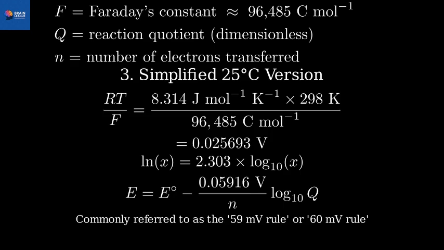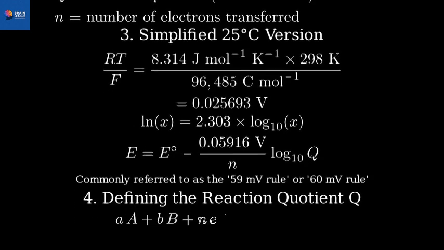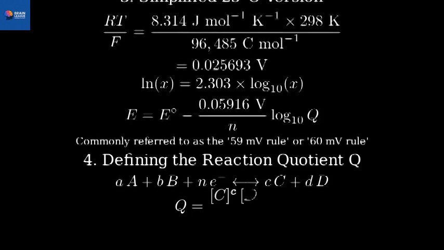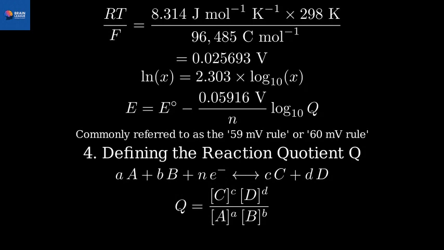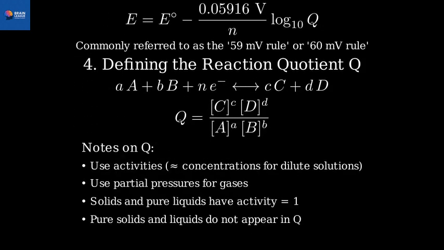An essential part of using the Nernst equation is correctly defining the reaction quotient, Q. If we have a half reaction where a moles of A plus b moles of B plus n electrons yields c moles of C plus d moles of D, then Q is defined as the concentration of products raised to their stoichiometric coefficients, divided by the concentration of reactants raised to their stoichiometric coefficients. For this calculation, we use activities which are approximately equal to concentrations for dilute solutions or partial pressures for gases. Solids and pure liquids have an activity of 1 and don't appear in the expression for Q.